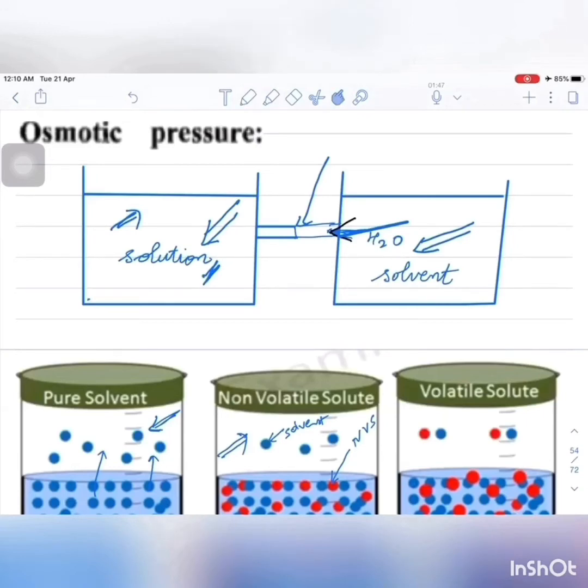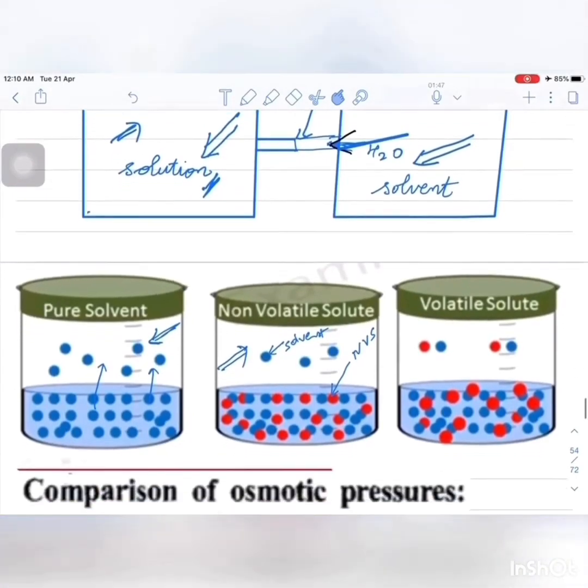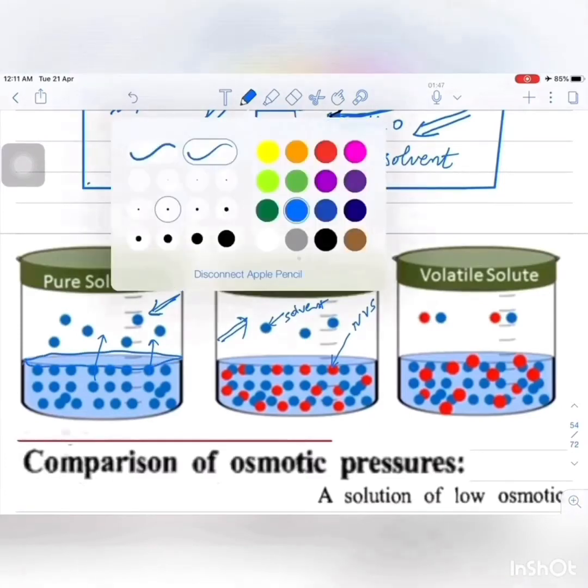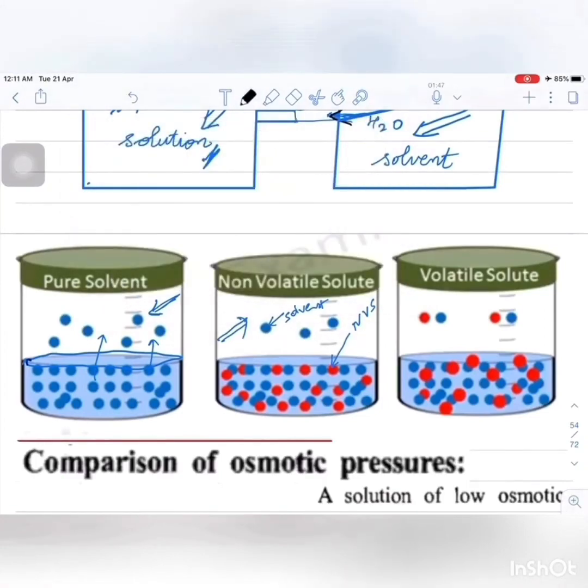Now let we learn why solvent side there is high vapor pressure. Why pure solvent has high vapor pressure. In pure solvent, as you will see here, only solvent molecules are there. So entire complete surface of the solvent is available for solvent molecules to escape from liquid to gas.